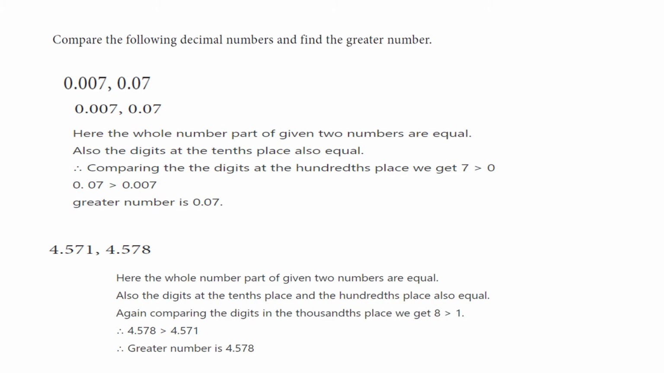Next question. 4.571, 4.578. First compare the whole numbers. 4 and 4 equal. 10th place 5 and 5 equal. And 100th place 7 and 7 also equal. Next compare the 1000th place. Here 8 is greater than 1. Therefore 4.578 greater than 4.571. Therefore greater number is 4.578.